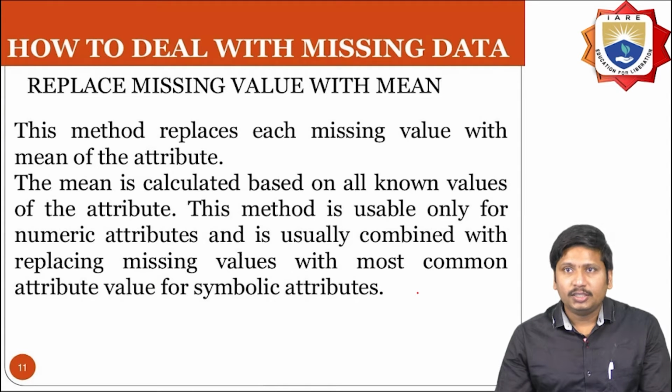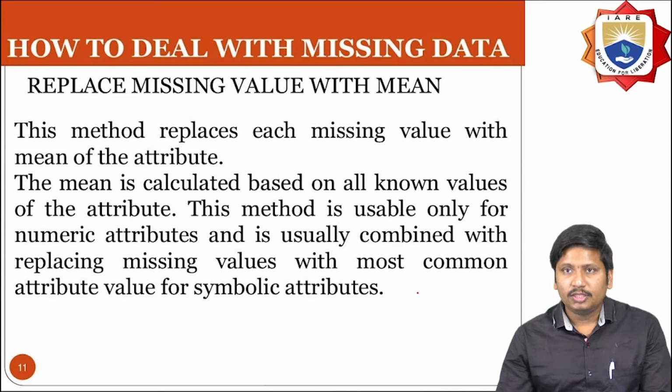So next one is replacing the missing values with the mean. This is another way I can handle the missing data. In this method, each missing value is replaced with the mean of that attribute. The mean is calculated based on all the values of that attribute, and this method is usually used only for numeric attributes, and it is usually combined with replacing the missing values with the most common attribute value for the symbolic attributes, right?